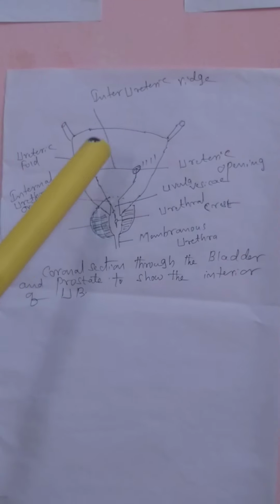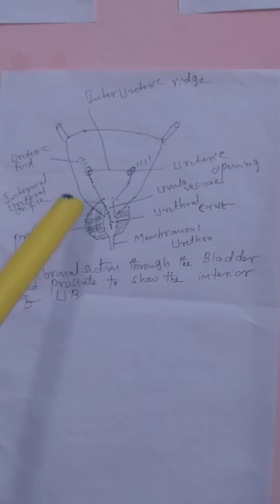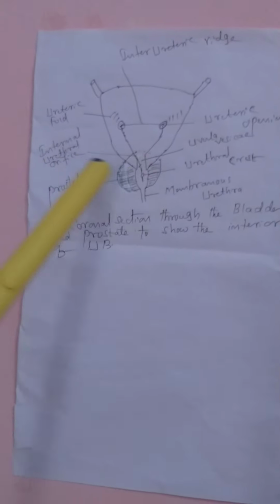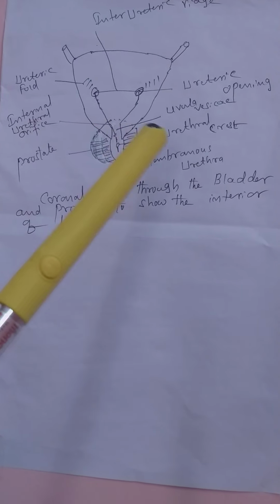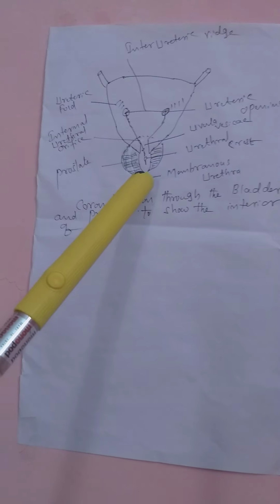Then you can see here, antero-inferiorly, the orifice, that is the internal urethral orifice. Then you can see the urethral crest, and the membranous urethra can be seen here. That is the antero-inferior part, where you can see the internal urethral orifice.